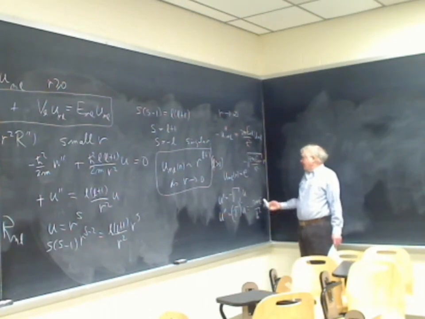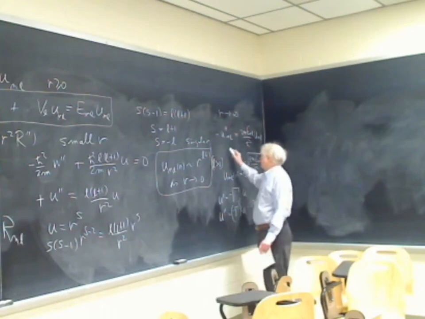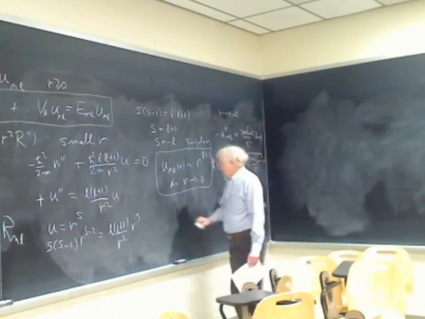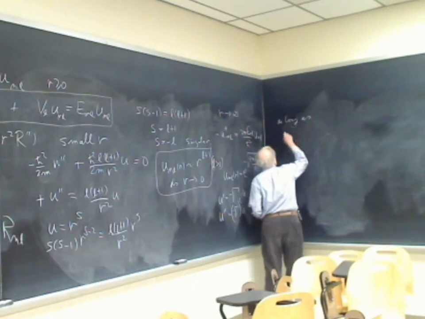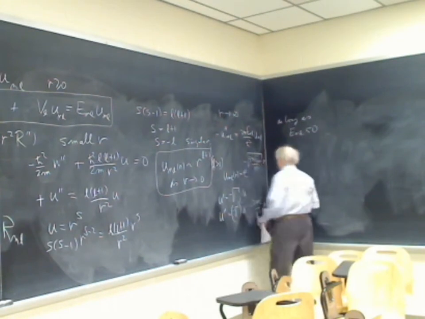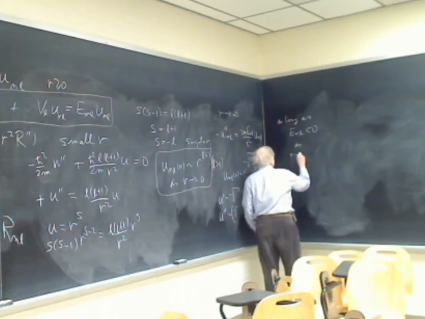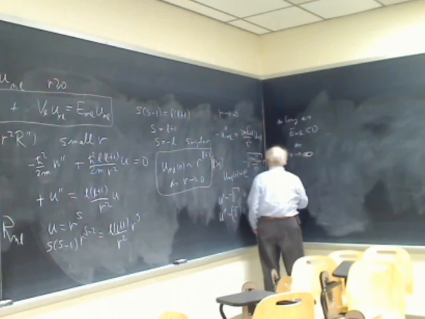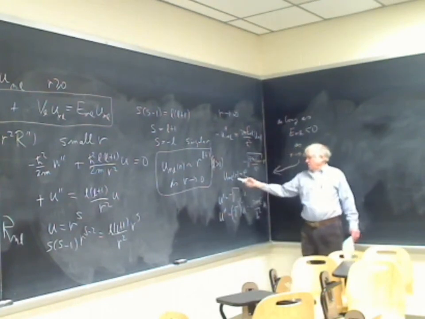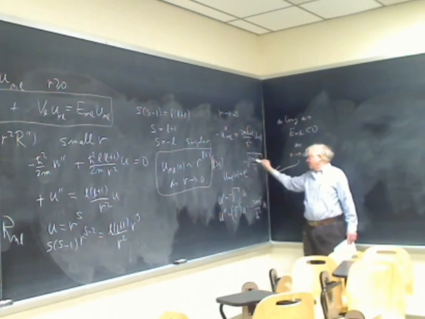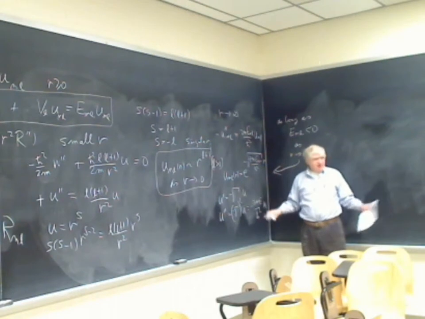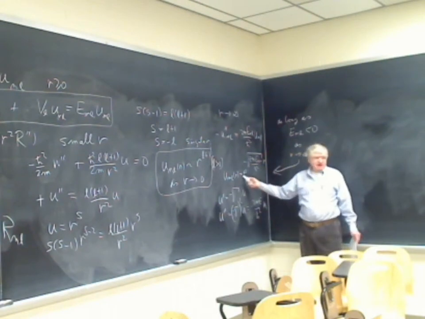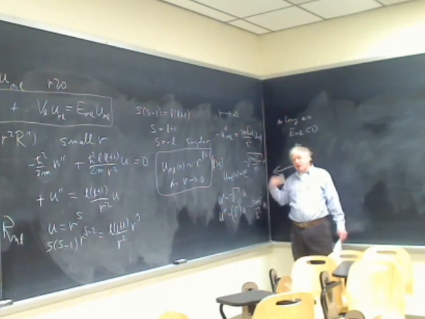So the behavior, as long as we're talking about a bound state, so the E_nl is less than zero, then as r goes to infinity, the solution is this one here. u_nl of r is e to the minus square root of minus 2m e over h bar squared, which is positive since e is negative, times r. Again, I'm giving you the dominant behavior, obviously this gets multiplied by a polynomial. So this is up to a polynomial.